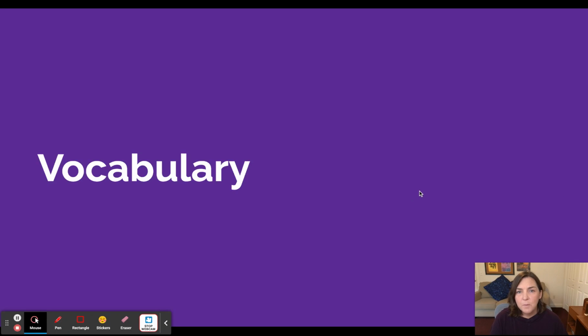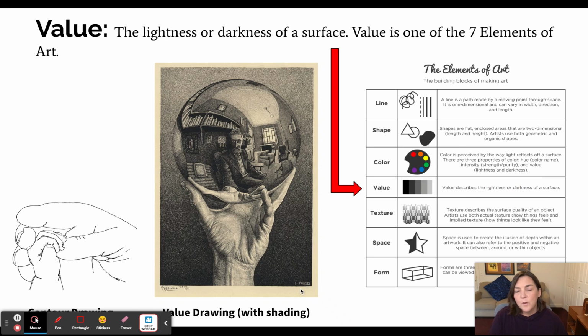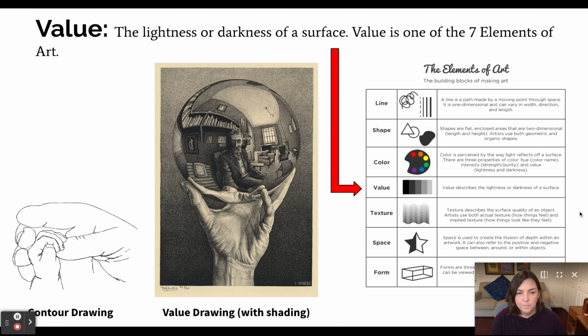Let's go over the vocabulary that you will need to know for this unit. First is value. Value is one of the elements of art that refers to the lightness or darkness of a surface. In our last unit, we created contour drawings, which were just outlines and had no shading. In this unit, we'll be learning shading techniques to create different values within our drawings.